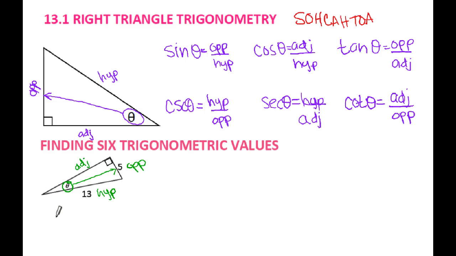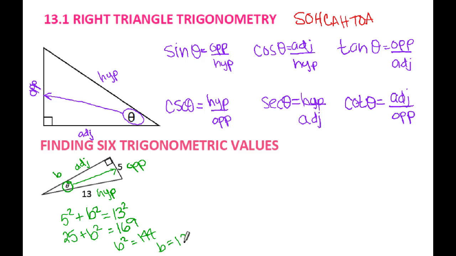I'm going to label this side b. So 5 squared plus b squared equals 13 squared. That gives me 25 plus b squared equals 169, so b squared equals 144, and that side is 12. Alright, so I have all 3 sides.